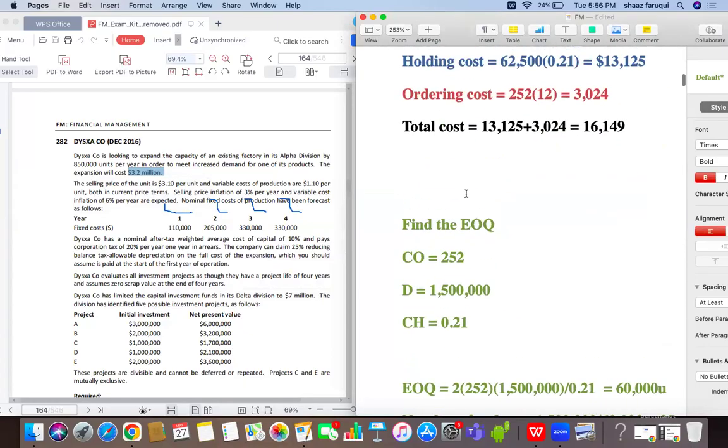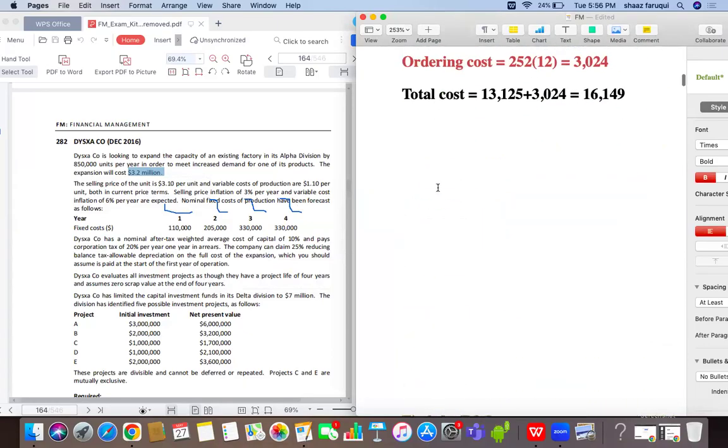So again, this goes back to the basics. Unfortunately, this question is a very easy question. 3.2 million is the cost. First year's depreciation will be 25% of 3.2 million. 25% of 3.2 million is 800,000. That's how we got the depreciation for the first year.